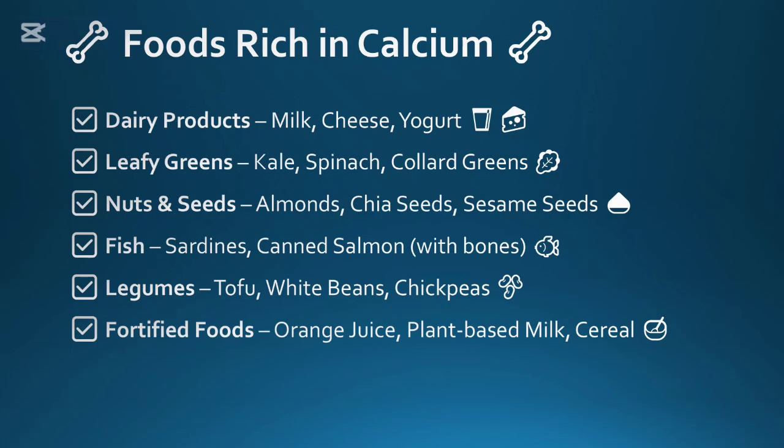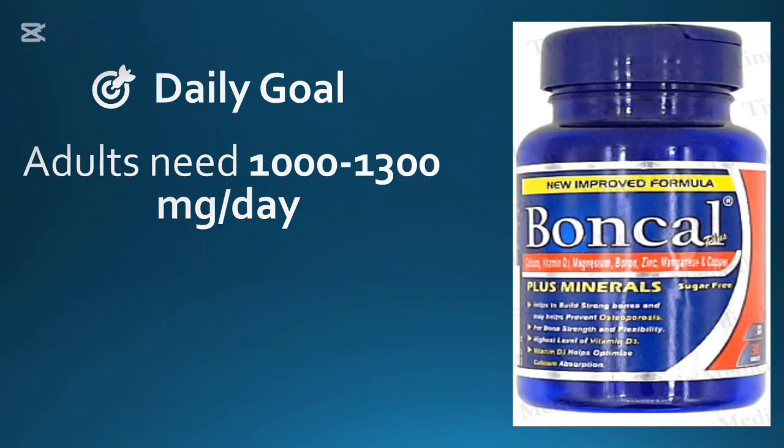Now let's look at some of the best foods that are rich in calcium to include in your diet. Dairy products, for example milk, cheese and yogurt, leafy green vegetables, nuts and seeds, for example almonds, chia seeds and sesame seeds, fish and legumes, for example tofu, white beans and chickpeas, and some fortified foods, for example orange juice, plant-based milks and cereals. Daily goal: adults need 1000 to 1300 mg per day of calcium intake.